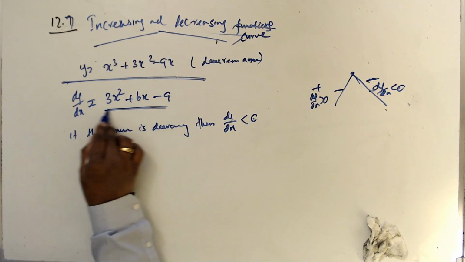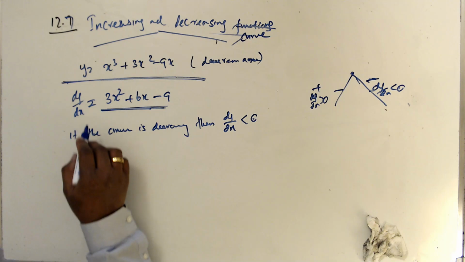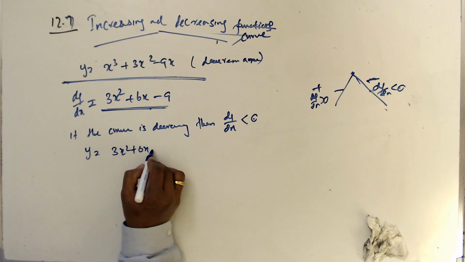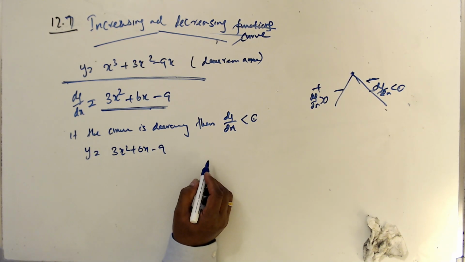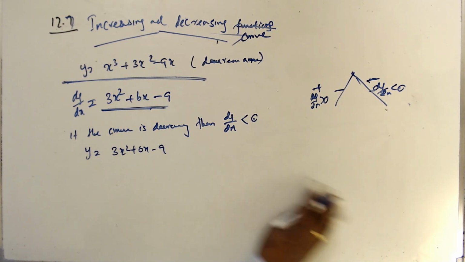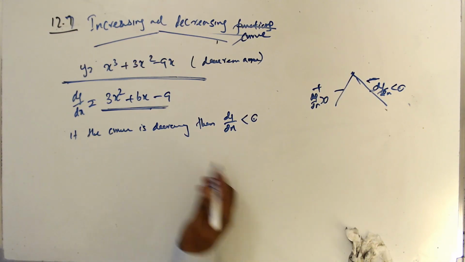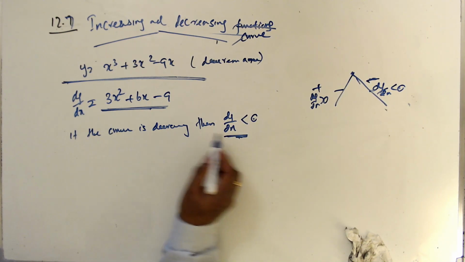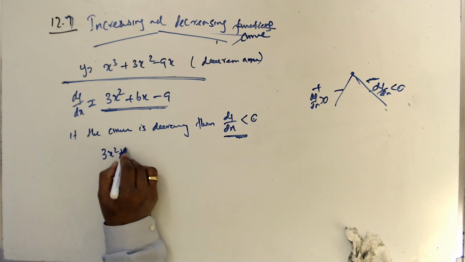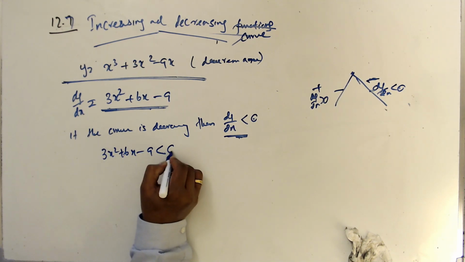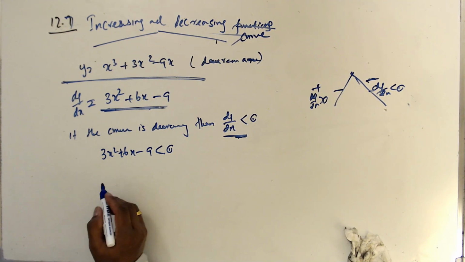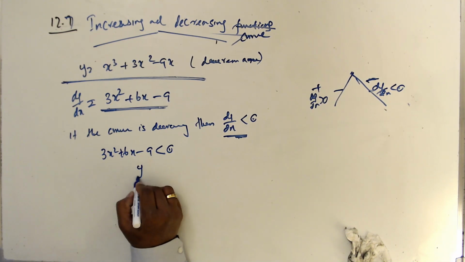So I will write this again, y equals 3x square plus 6x minus 9. I will stay with this one. Dy by dx, what is dy by dx? 3x square plus 6x minus 9 less than 0. It means y less than 0.